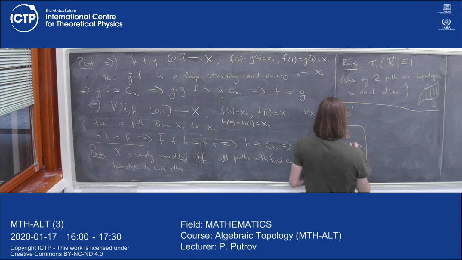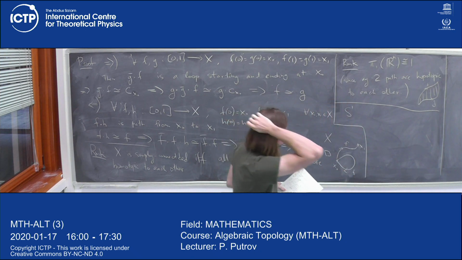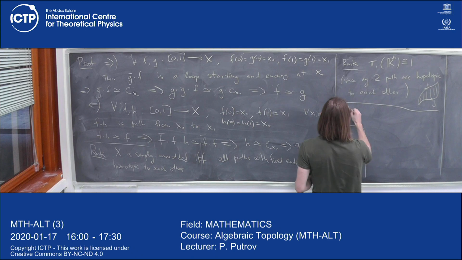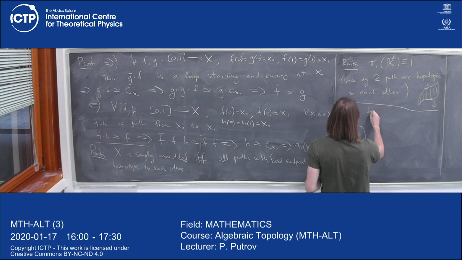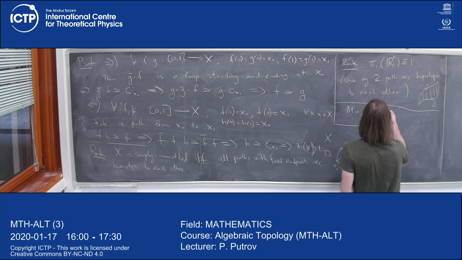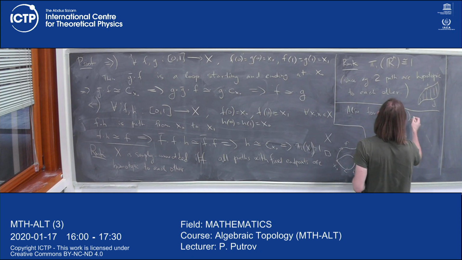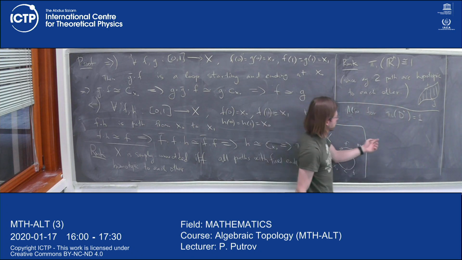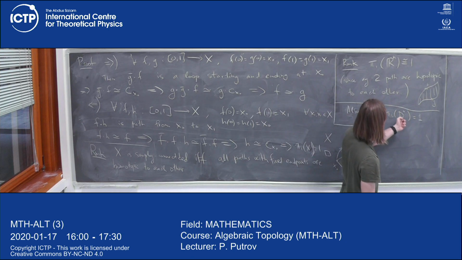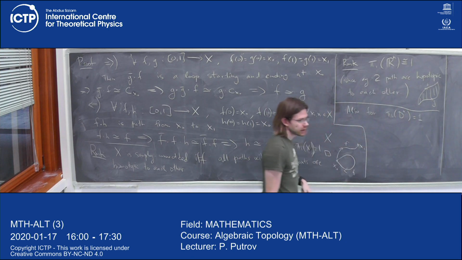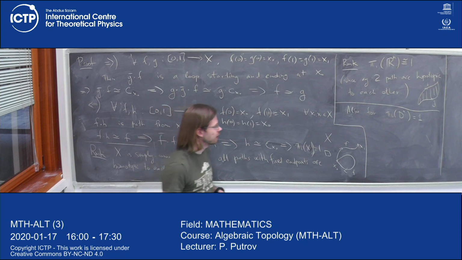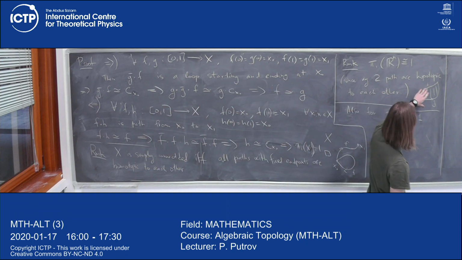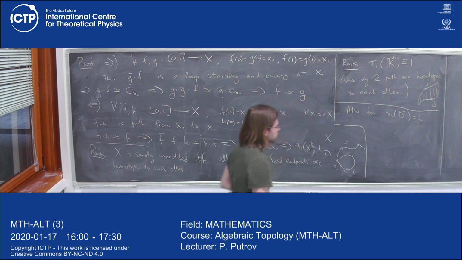Okay, now we want to give some examples. So also, if I take a disk, it's also one. Or in fact, any convex region inside R^n is also one, by the same argument, because when I use a homotopy in R^n, it will stay inside this convex region.